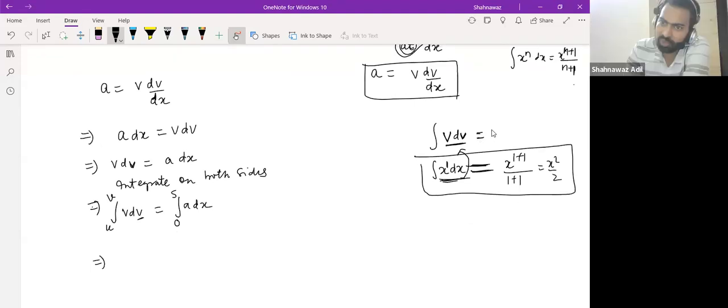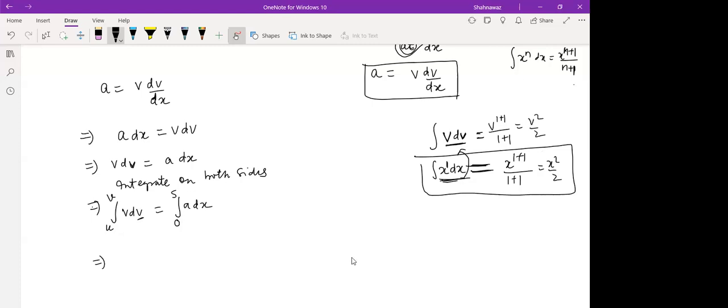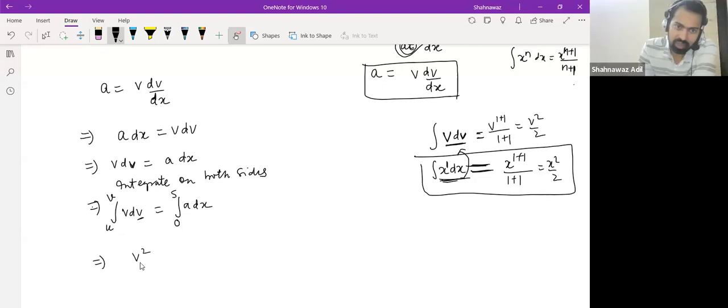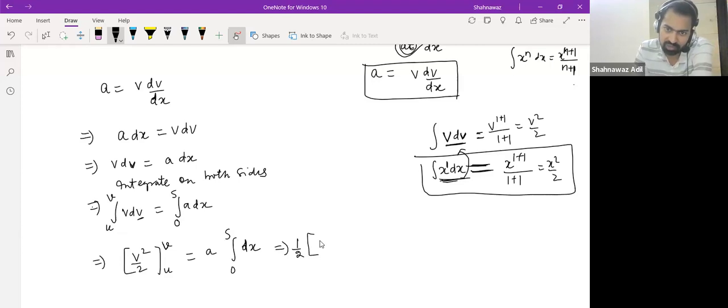So this would be what? This would be v to the power 1 plus 1 divided by 1 plus 1. So v square by 2. Is that accurate? Yes, sir. Okay, so now let us plug in the values. So we have v square by 2, and the limit is v, and in here a is outside, and the integral is dx. So this is 0 to s. So half is outside, and Rishita, you tell me what would be here.